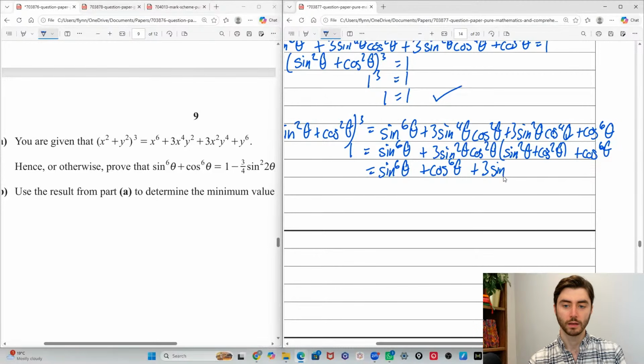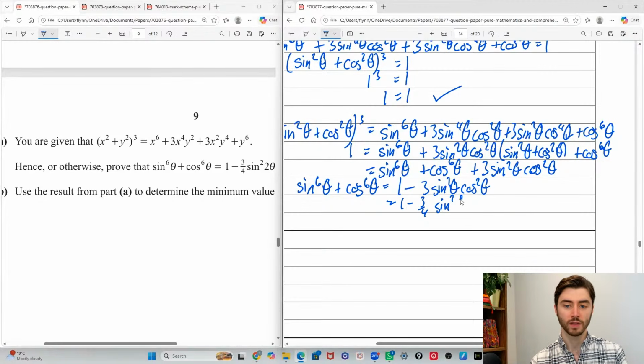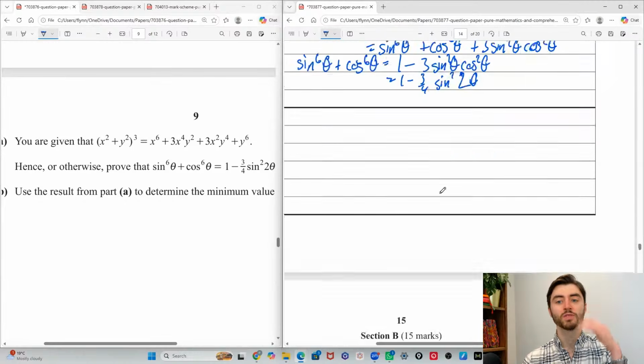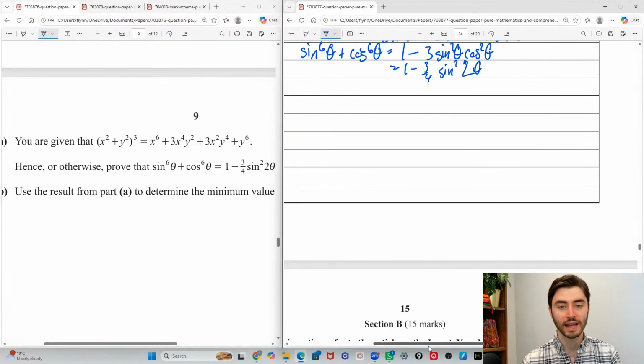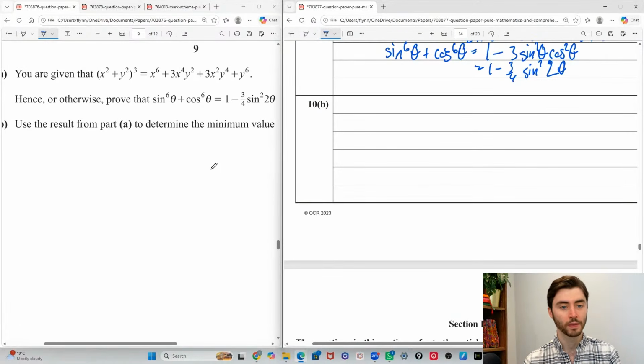Three sine squared cos squared. In other words, sine 6 plus cos 6 theta is 1 minus 3 sine squared theta cos squared theta, which is 1 minus 3/4 sine squared of 2 theta as required. So that's what was supposed to happen. Apologies for slightly misunderstanding the solution path there.